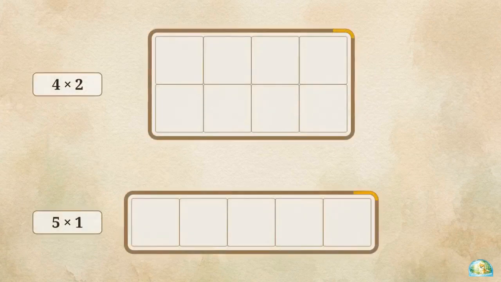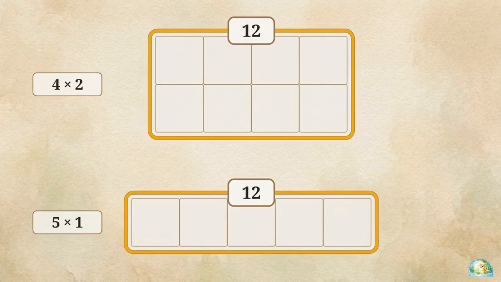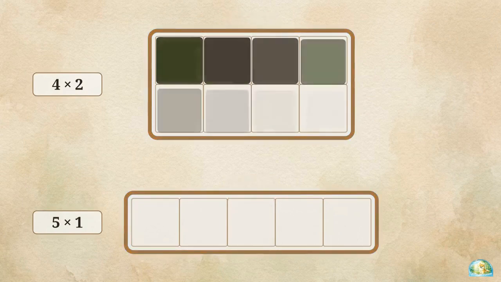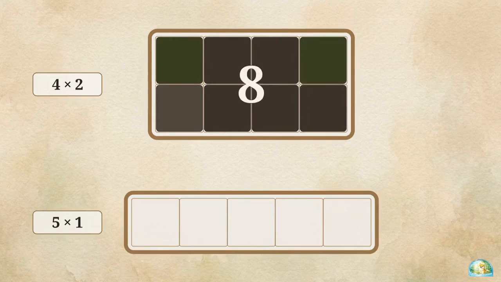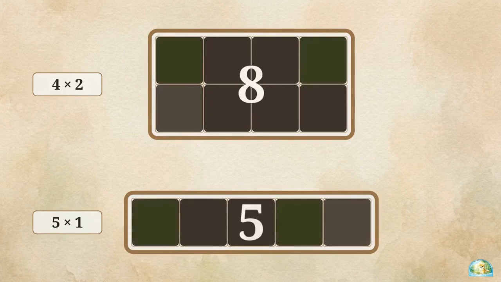Adding the edges, each requires a 12-foot walk around. They share the exact same perimeter. However, the 4 by 2 bed holds 8 square feet of soil. The 5 by 1 bed only holds 5 square feet.